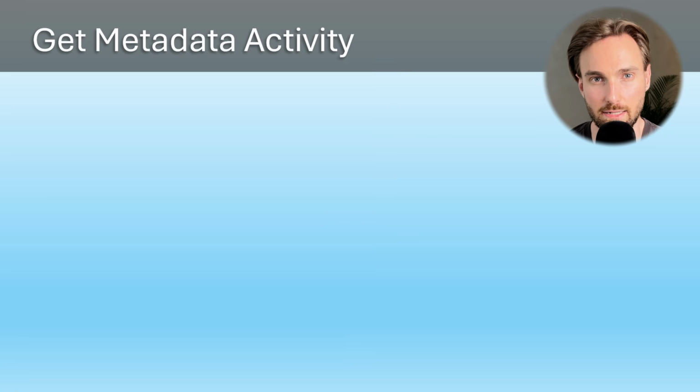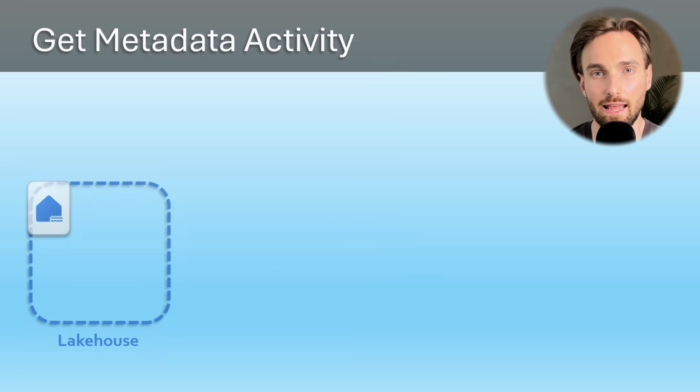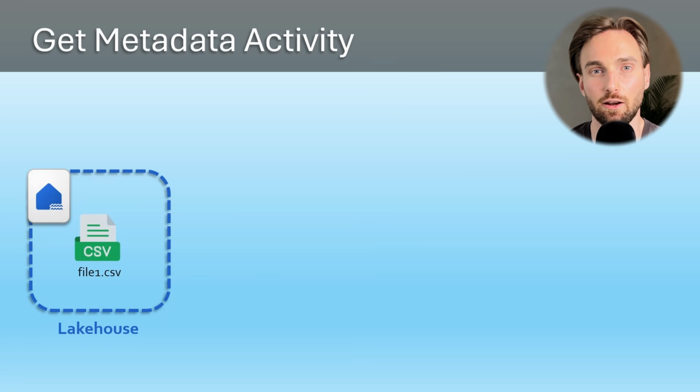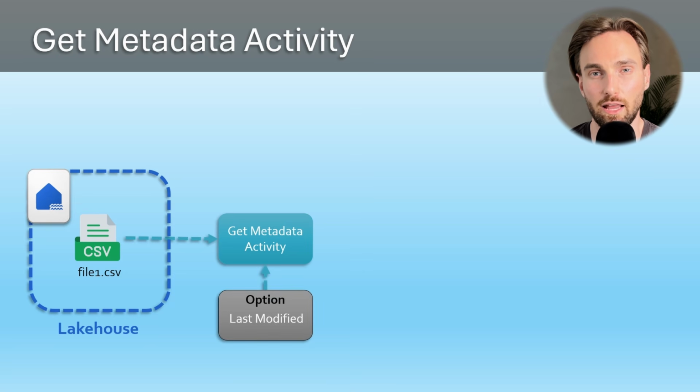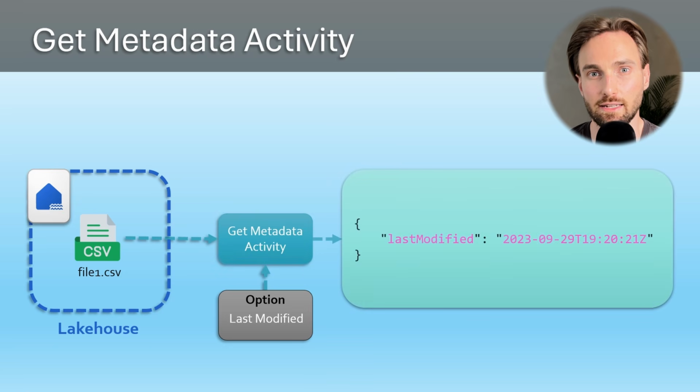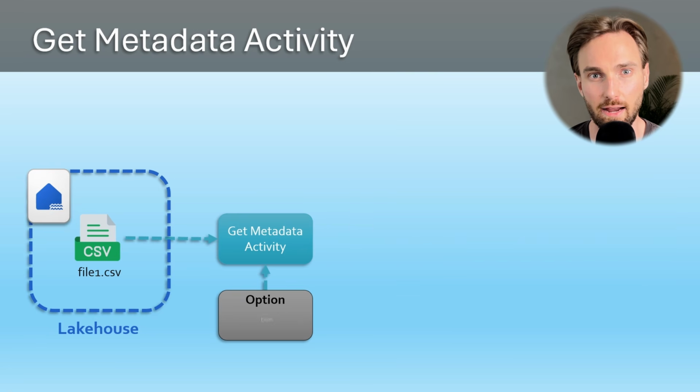Now let's take a look at a couple of these options and the kinds of outputs they would yield in data pipelines. Let's have a lakehouse. In that lakehouse, let's have a CSV file and call that file1.csv. Then we're going to have a get metadata activity in our data pipeline. First, let's set the option of the get metadata activity to last modified. Now when our get metadata activity runs, we can see that it will output the last modified timestamp of that file.